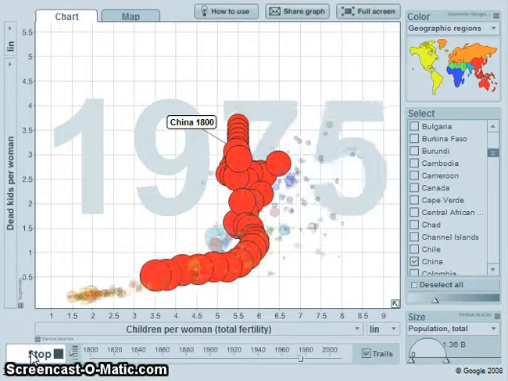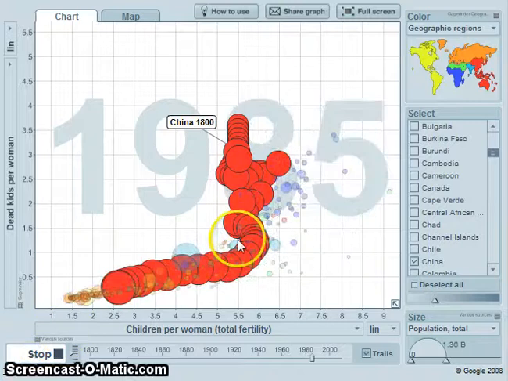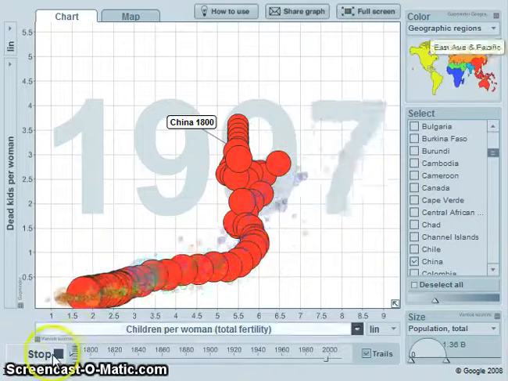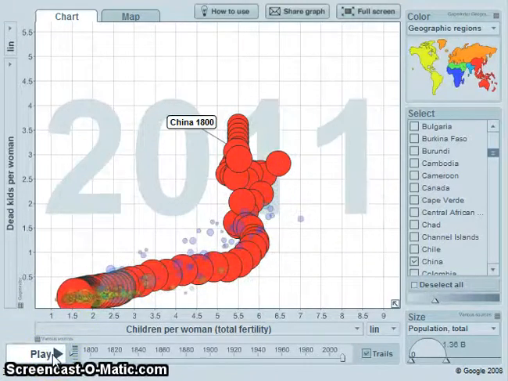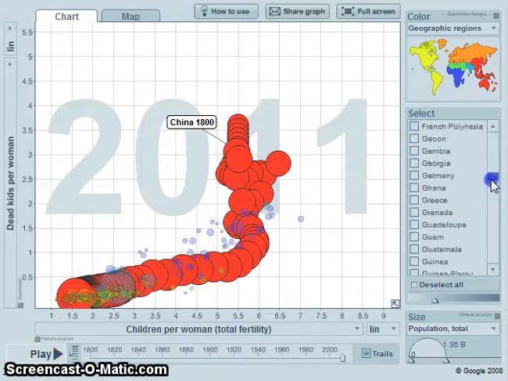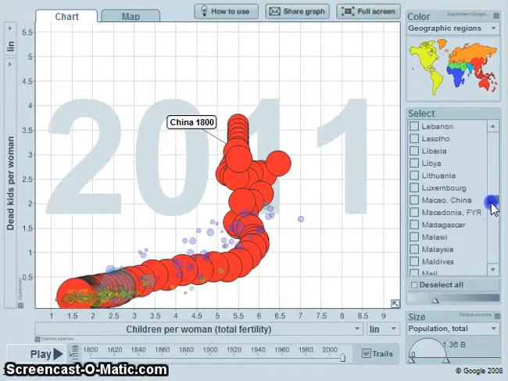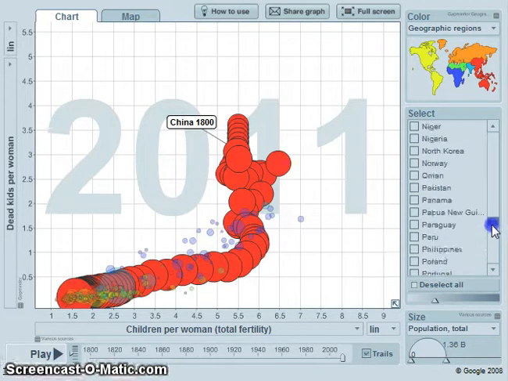In 1967, the children per woman starts to decrease. This is caused by the introduction of the one-child law, which prevented 400 million births and caused the large drop in the children per woman. Next country we'll be looking at is Russia.